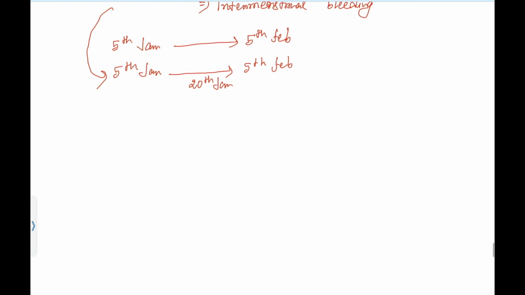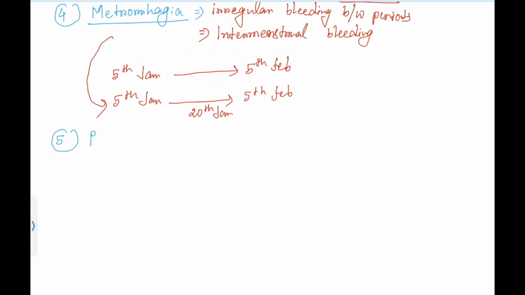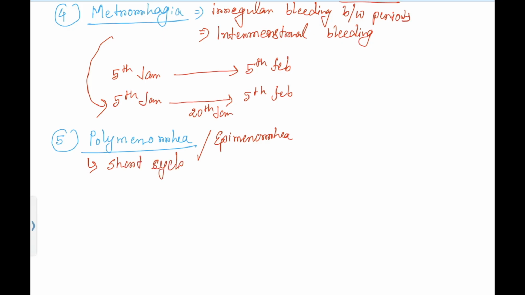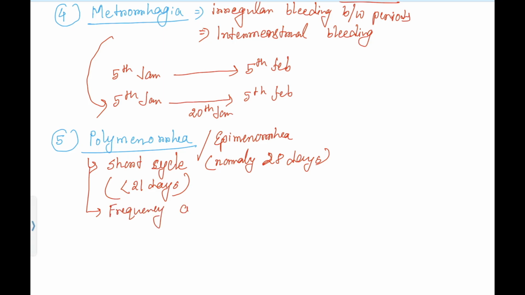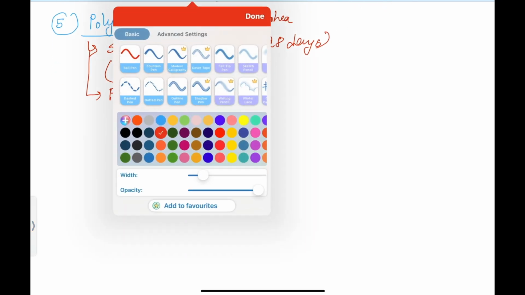Now the fifth menstrual disorder is polymenorrhea. Poly means multiple times. Polymenorrhea, another name is epimenorrhea. Just remember epimenorrhea. In polymenorrhea it is a short cycle. What is the meaning of short cycle? Normally women get period at 28 days interval, right? But in case of polymenorrhea, the woman will be getting period at less than 28 days interval. So this is considered as polymenorrhea, a frequent cycle.